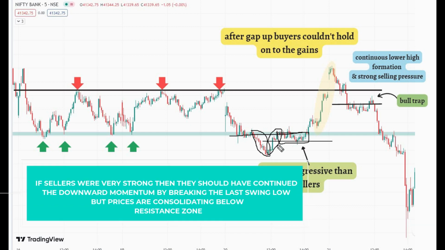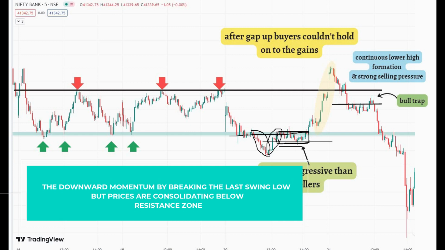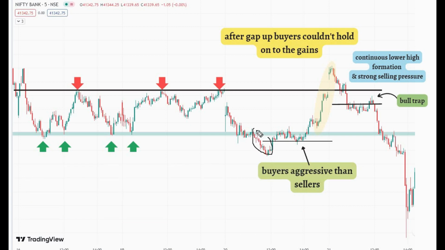This is an indication that bulls are also very aggressive at this price areas. Otherwise, if sellers were very strong at this level, then again they should have continued the downward momentum by breaking the last swing low. Okay, but what happened? Multiple time resistance is getting tested and buyers are getting very much aggressive. See these two candles. Prices broke this support zone, but what happened? Again buyers push the prices towards the upside, indicating that there is strong bullish pressure.